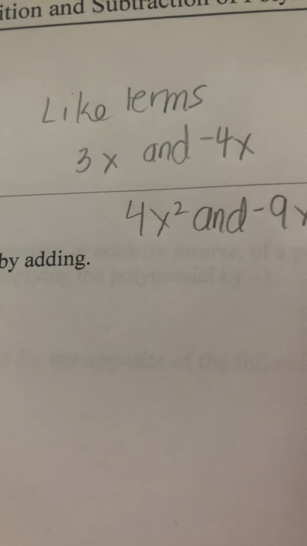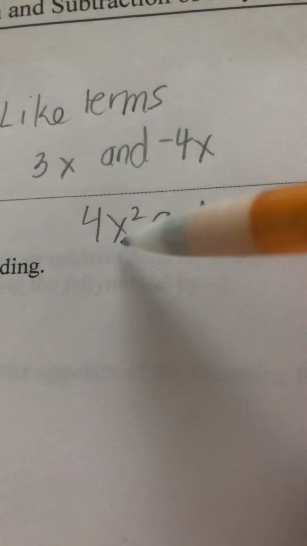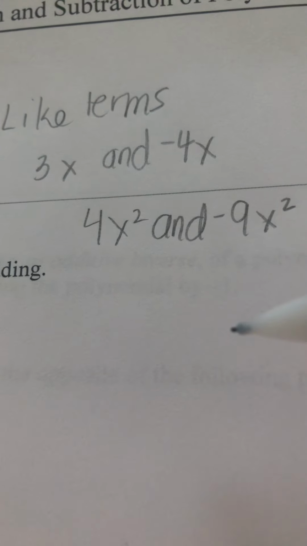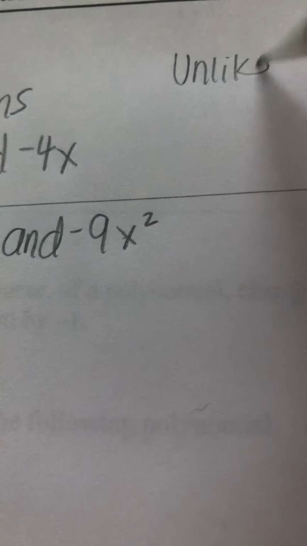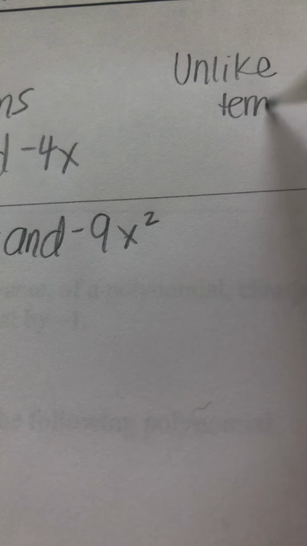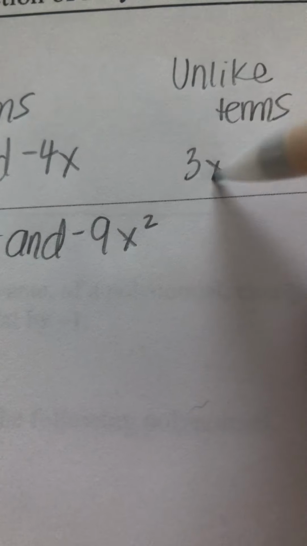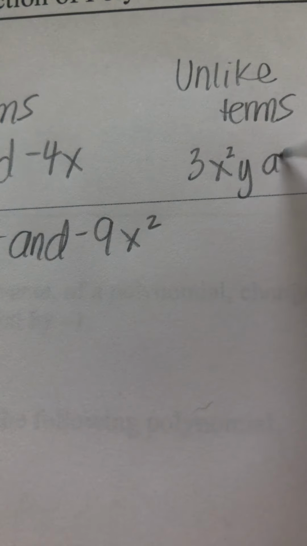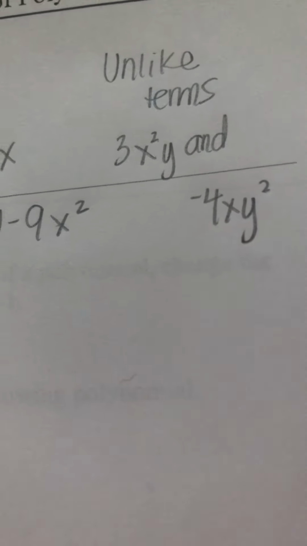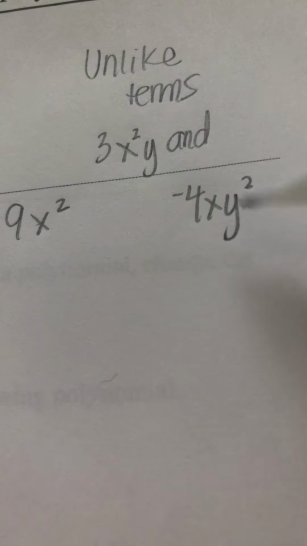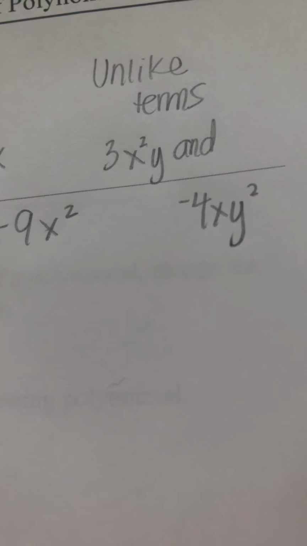that, but if I change the exponent there to a 3, those would not be alike. They have to have the same variables to the same exponents. And also an example of unlike terms would be something like this. Okay, these are unlike because the variable pieces are not exactly the same.